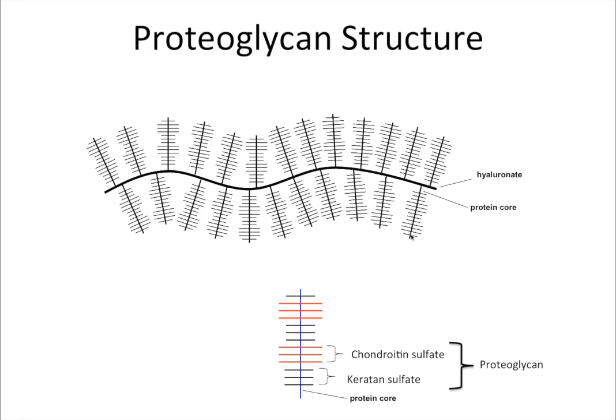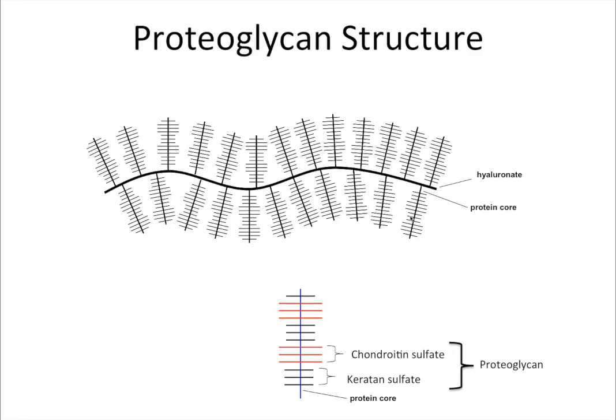We have the protein core. So each one of these, this is a protein core coming down. And then off of the protein core, we can have either one or two types of structures. And these are essentially the proteoglycans that you saw on the previous slide.